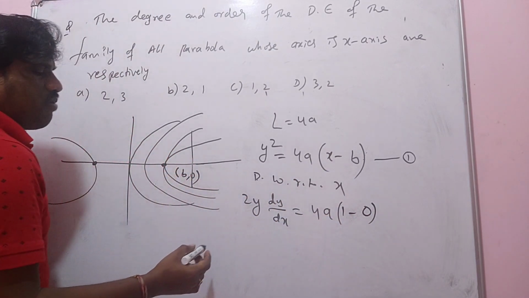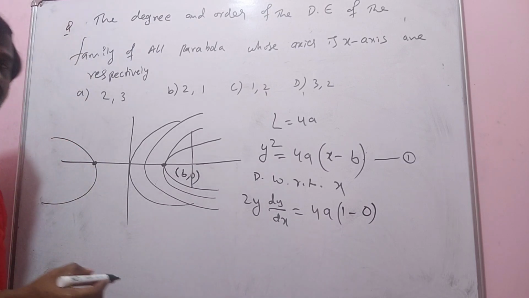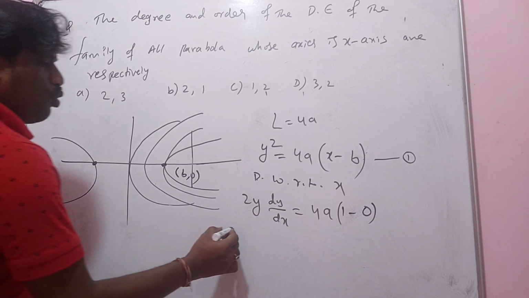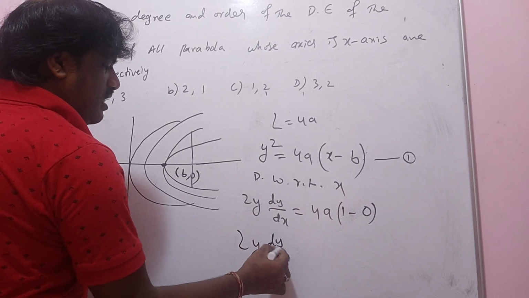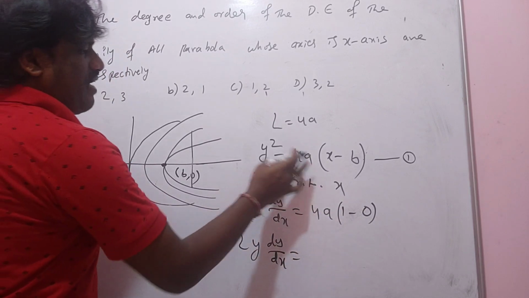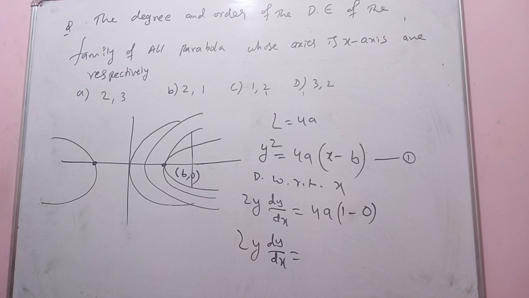That's it. So what can I write here? dy by dx is equal to, very simple, you can write it now. 2y dy by dx is equal to 4a, I got. What is the 4a value? So 4a I got. Here we can replace 4a.